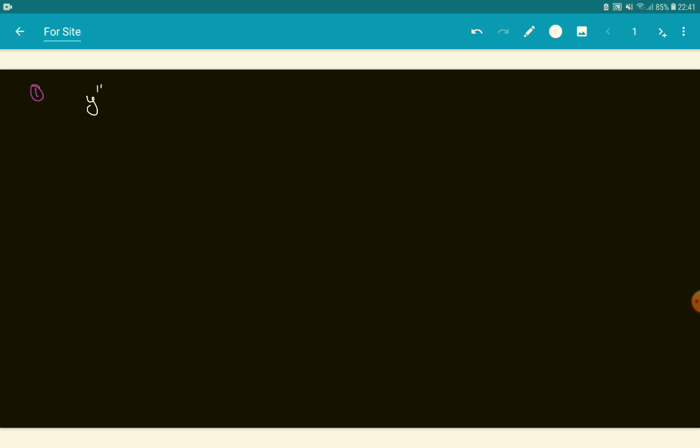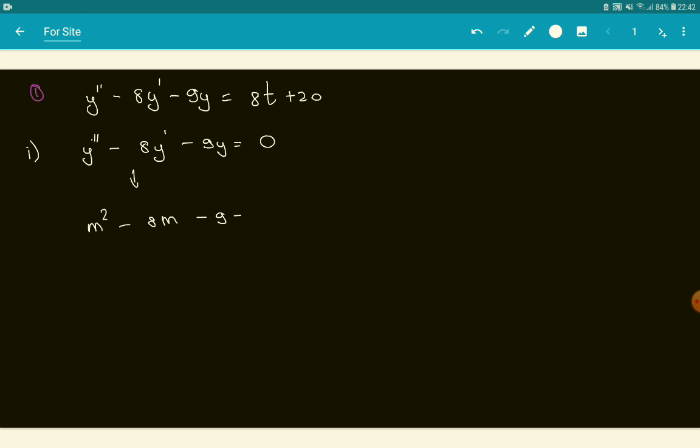In the first question it says y double prime minus 8y prime minus 9y is equal to 8t plus 20. First of all, we need to do the homogeneous part of the equation, so I write it equal to 0. I change it to the auxiliary equation, m squared minus 8m minus 9 is equal to 0. Then I find the roots. If you do the calculations, you can see that m1 is 9 and m2 is negative 1.